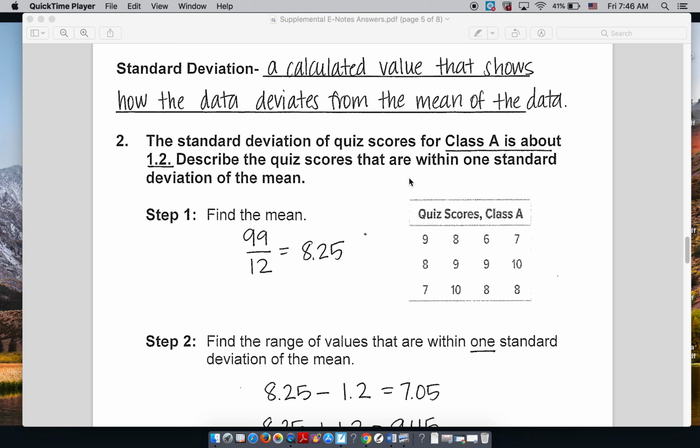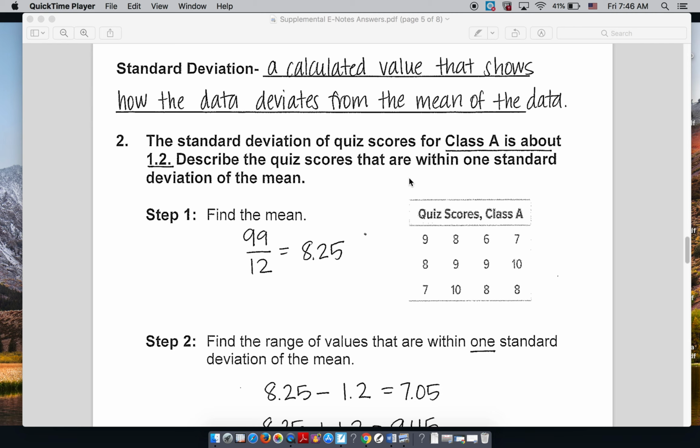Standard deviation, again, is a calculated value. It's a value that you don't actually find. It's a value that's been given to you. So with mean absolute deviation, you have to find it. With standard deviation, it's been given to you. But they represent basically the same thing.